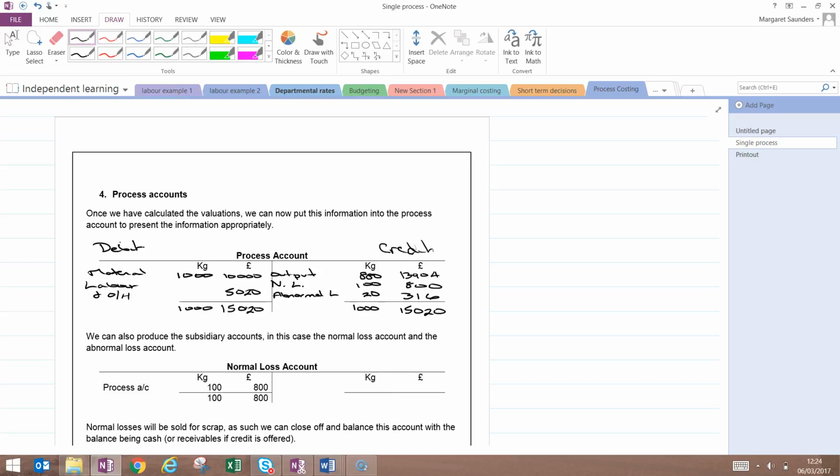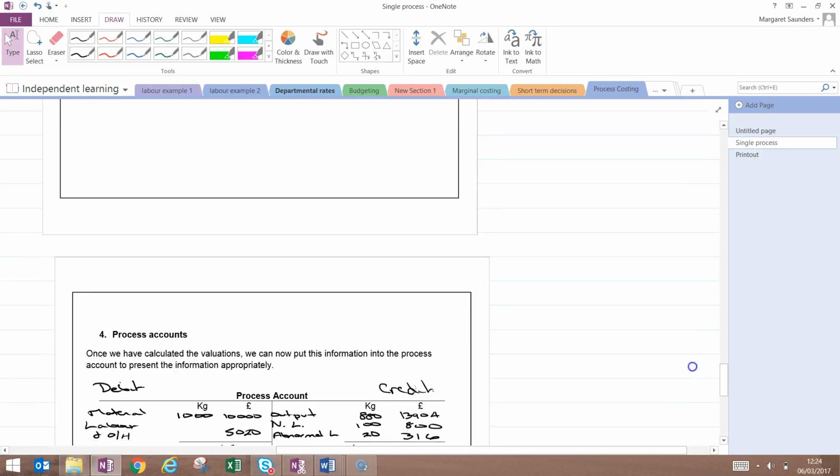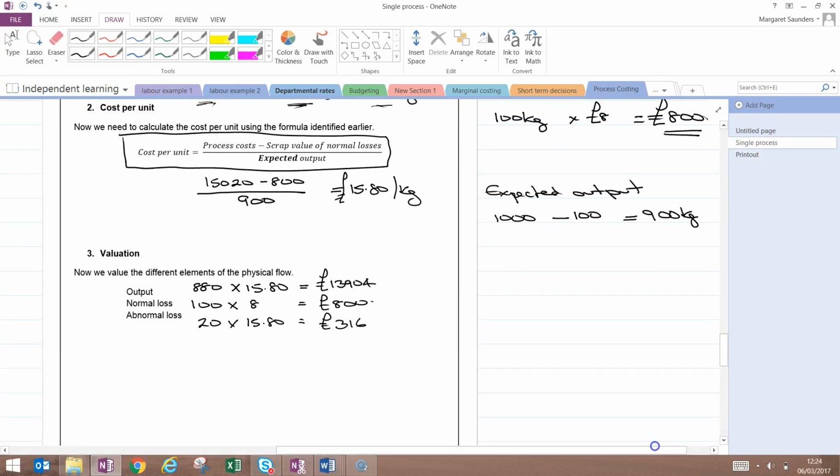So that's the actual process account itself drawn up. By having completed the workings and our valuations, these figures up here, the process account itself is quite straightforward. It's just transferring these figures into the process account. And if we look at the cost per unit calculation, you'll see the 15,020, which was our process cost, is what also appears in the process account.